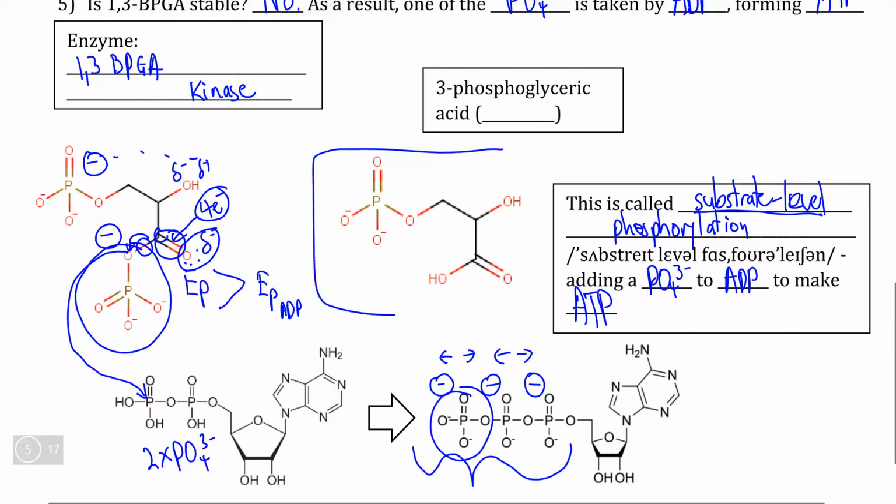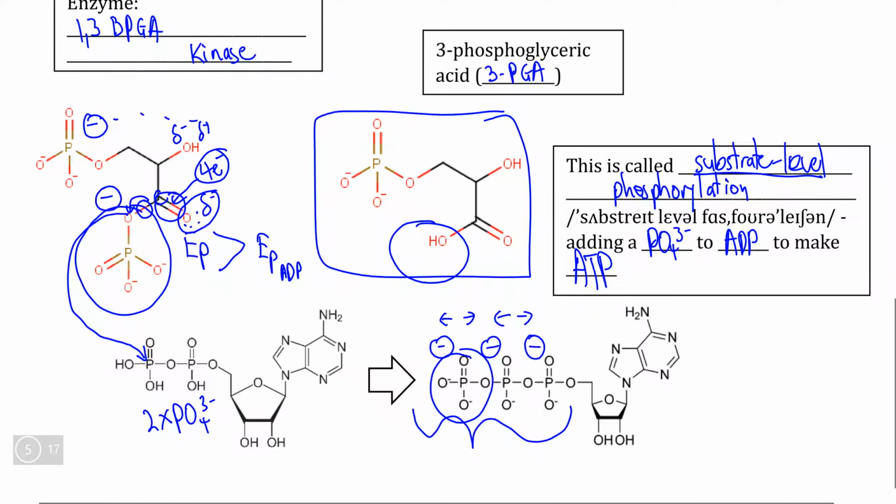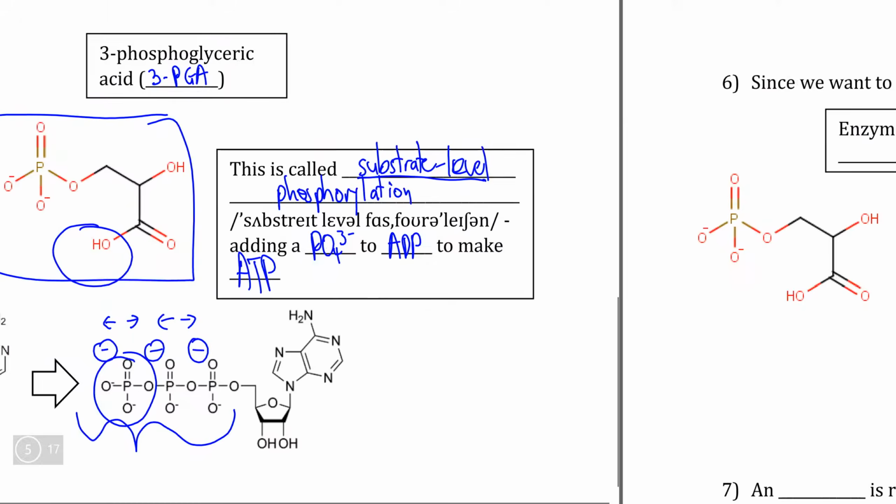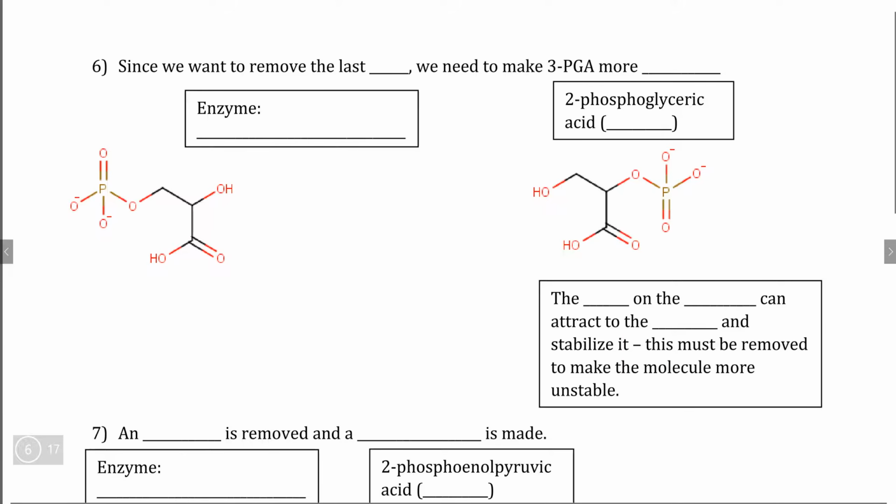And after this, we can see that our 1,3-BPGA no longer has a phosphate here because that was transferred to ADP, leaving us with a molecule called 3-phosphoglyceric acid, or simply 3-PGA. In the next video, we'll look at the fate of 3-phosphoglyceric acid and how we can use another example of substrate-level phosphorylation in order to transfer this remaining phosphate here to an ADP molecule to produce one more ATP within the process of glycolysis.